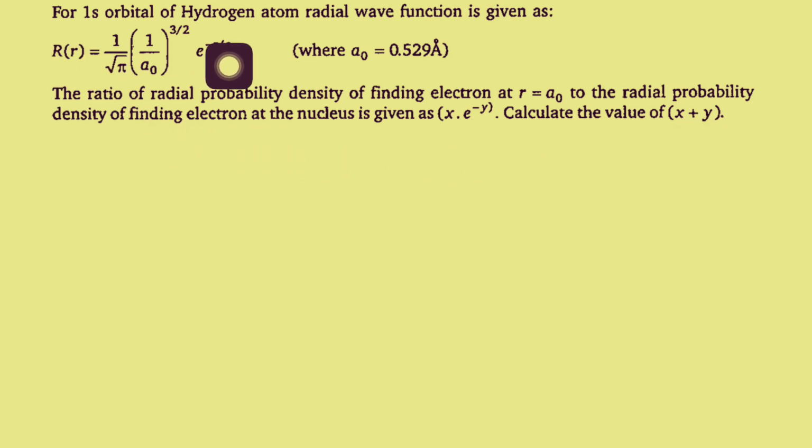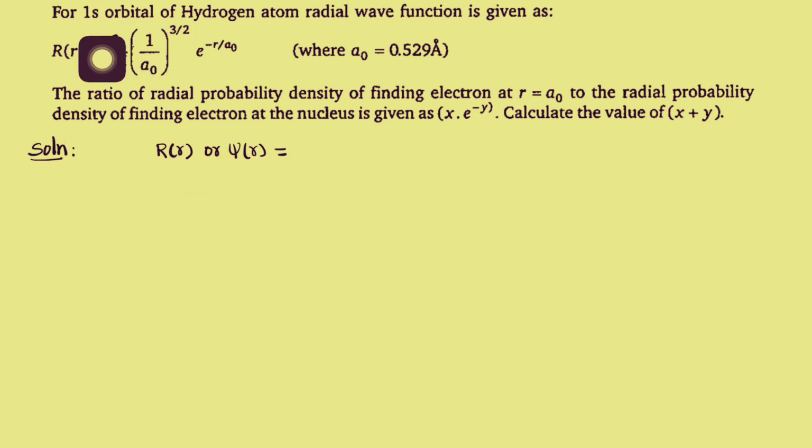So this is very simple. If this wave function is given, this R of R can be written as psi of R. Then finding radial probability density is very simple. We have to just square this. So we have to figure out just the value of R square of R or psi square R. Okay. So let's start the solution.